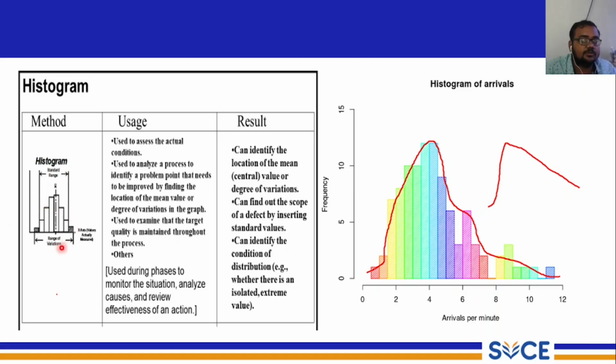You could see there that it is an ideal normal distribution curve, right? And the range of variations, and this is the standard range in which it has been fixed.